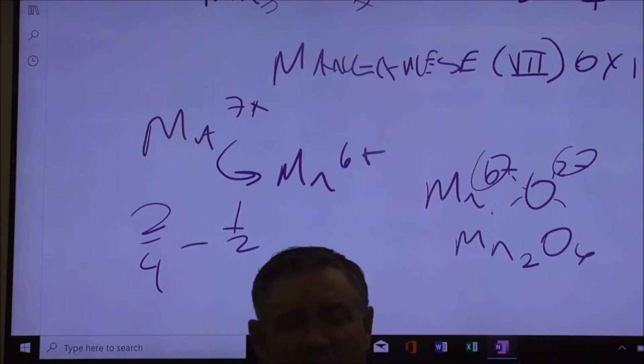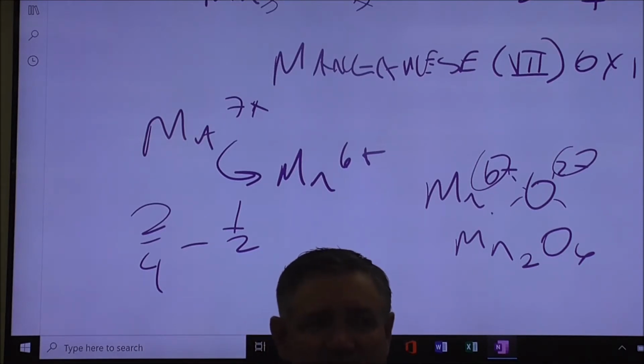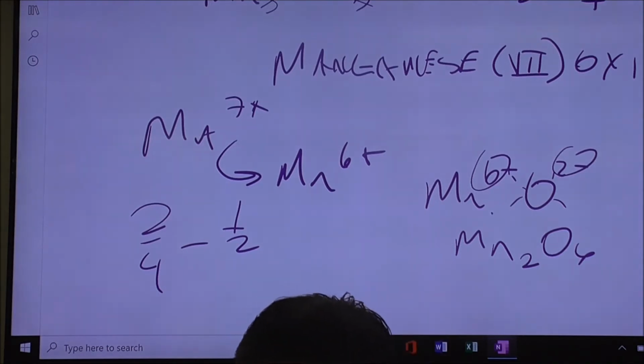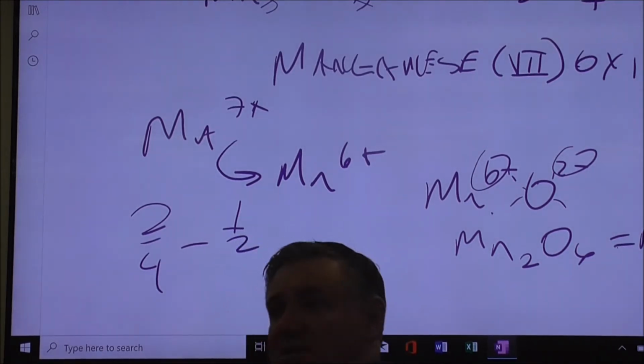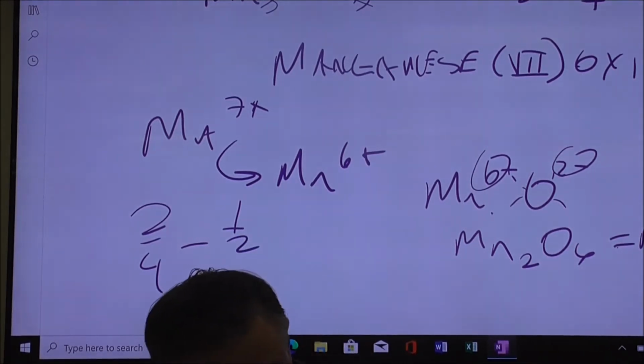What's the simplest whole number ratio of Mn2O6? MnO3. Yeah, okay, thanks, Luke. So this is going to be MnO3, because that's the simplest whole number ratio.